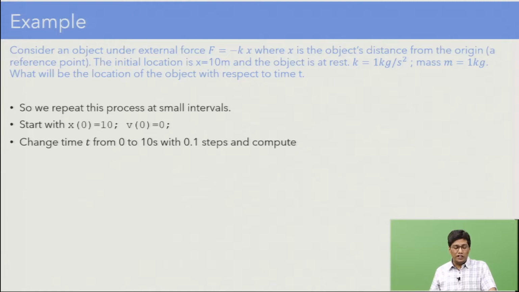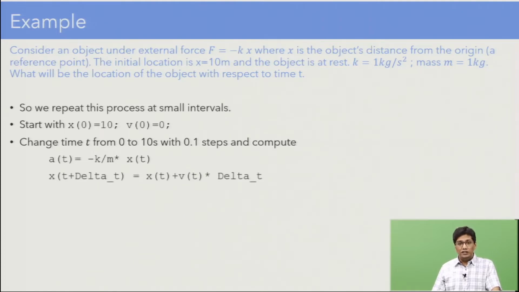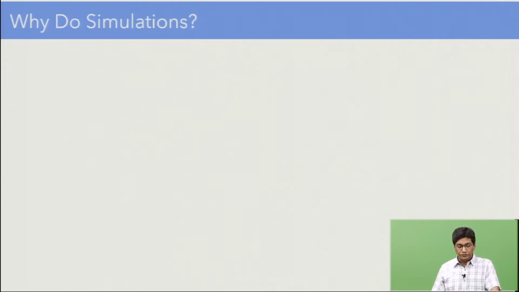For example, you can take 0.1 second or 0.01 second and like that, and for each interval you compute first the acceleration in that time interval given by minus k by m into x t, and then you update the position and the velocity for t plus delta t time by taking the previous velocity at time t and adding their rate of change multiplied by the time interval.